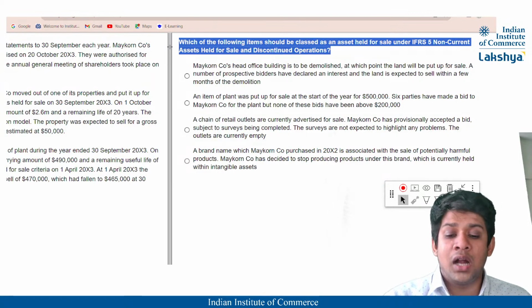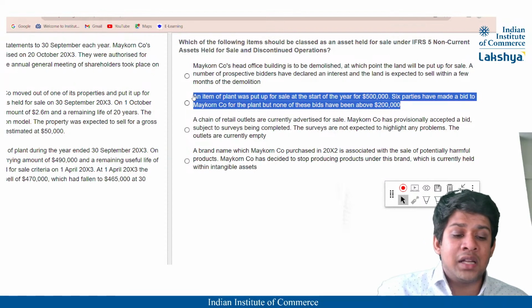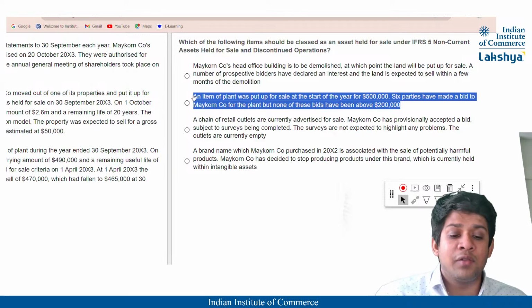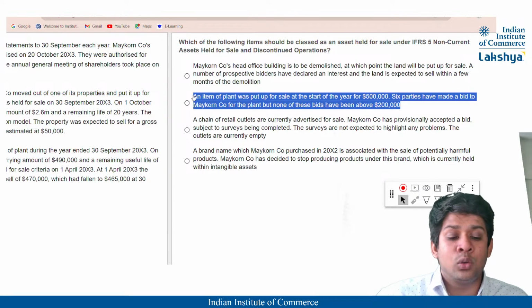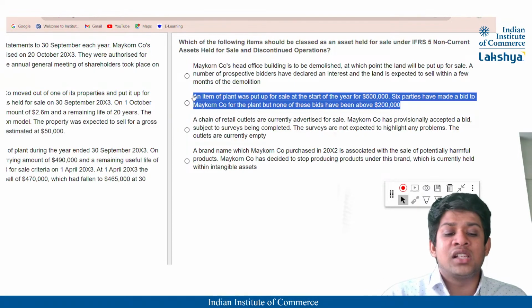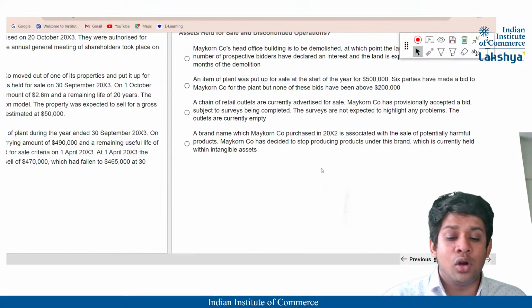Second one, an item of plant was put up for sale at the start of the year at $5 lakh, right? Six parties have made a bid to the company for the plant, but none of these bids have been above $2 lakh. This will not be classified as held for sale because you are not actually pricing it at an appropriate value. If six people are bidding and none of them are bidding over $2 lakh, that means your asset would not be worth more than $2 lakh. Correct? But still you are classifying it as held for sale at $5 lakh, which is inappropriate. It should be classified at fair value terms. So here B will also not be the answer.